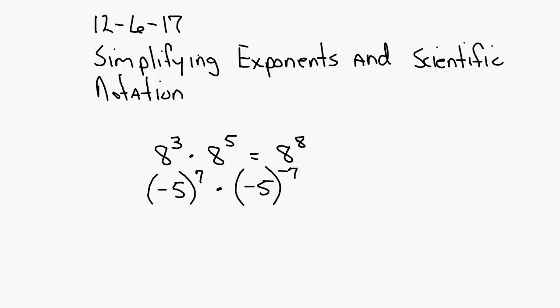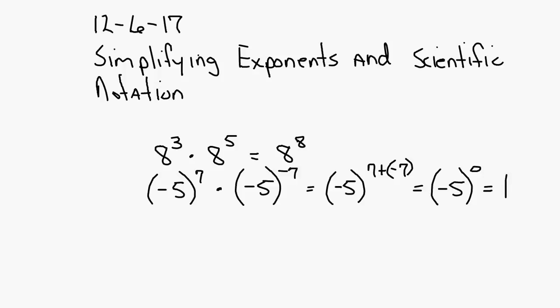All right, in this case you have negative 5 raised to the 7th times negative 5 raised to the negative 7th. The bases are the same, so you're going to add the powers. Now look what happens here. You get negative 5 as your same base, and you get 7 plus negative 7. 7 plus negative 7 is equal to 0. So this is negative 5 to the 0 power. But anything raised to the 0 power is equal to 1. Okay?